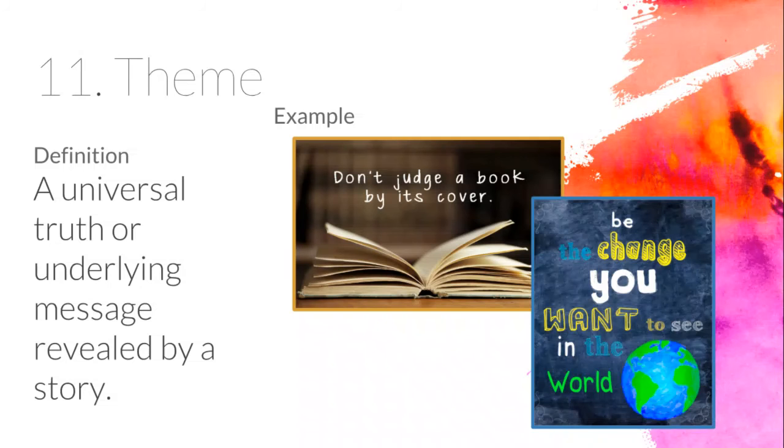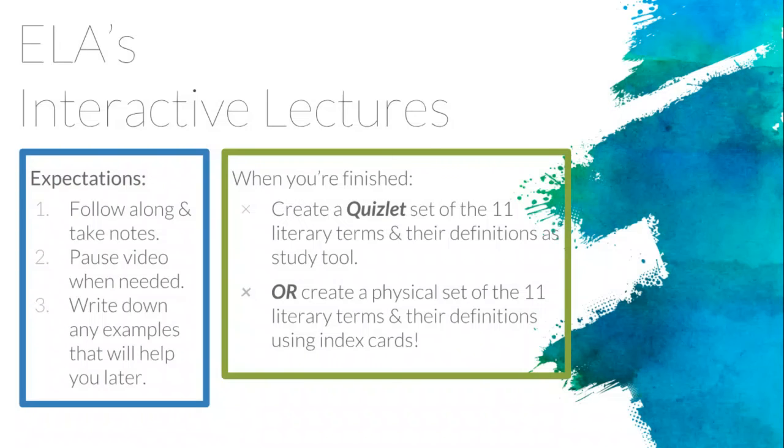And then 11, what did the protagonist learn? So this is a universal truth or underlying message revealed by the story. So those are a few different themes that are often used in stories. There may not always be one theme within a given story. All right. And that's what you need to do after you watch this.